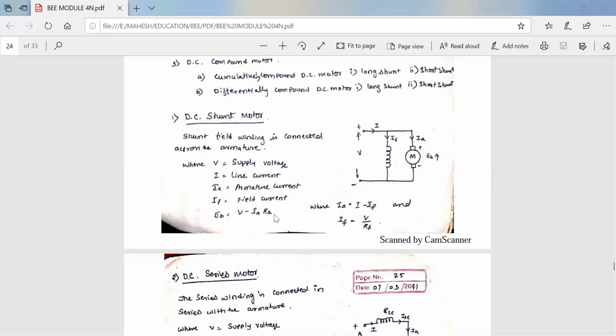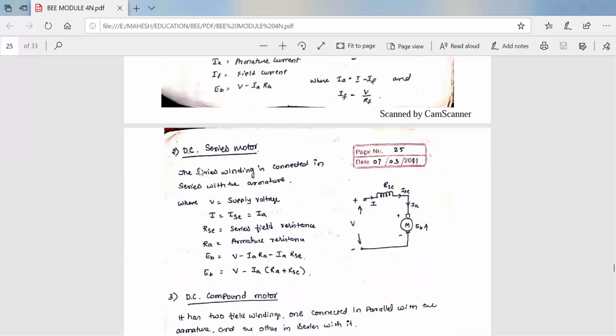When I compare this equation with the same equation for a shunt generator, there we get E equals V plus IA into RA. There we add the terminal voltage and the armature drop, whereas here we subtract the armature drop from the voltage. So the difference is the minus sign. Back EMF is given by V minus IA into RA.